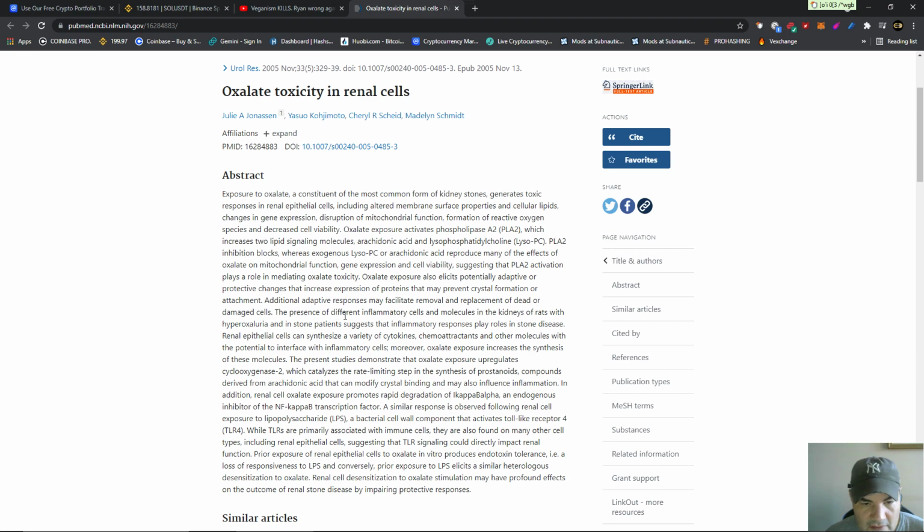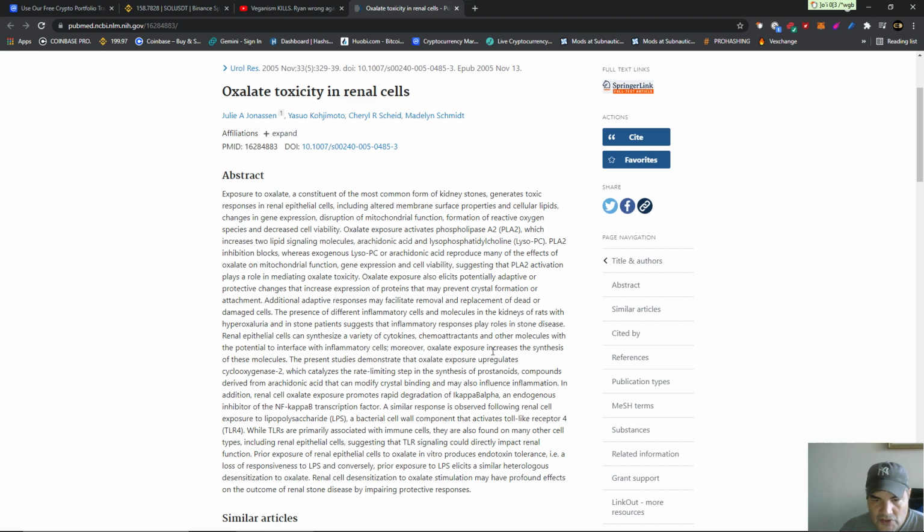The presence of different inflammatory cells and the molecules in the kidneys of rats with hyperoxaluria and in stone patients suggests that inflammatory responses play roles in stone disease. So they're saying that the inflammatory response called upon by the body to deal with these oxalates is really going to start the stone process. Renal epithelial cells can synthesize a variety of cytokines, chemoattractants, and other molecules with the potential to interfere with inflammatory cells. So now the body's going to say, hey, look, we got too much inflammation going on. We're going to have to react to that, those inflammatory cells.